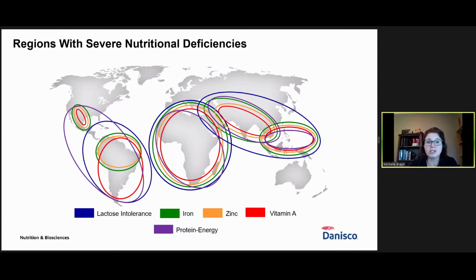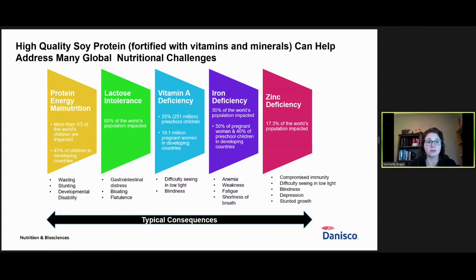There are nutrition challenges that are faced in many parts of the globe that can contribute to deficiencies of key nutrients such as vitamin A, iron, zinc, and protein. And this can be compounded by digestion challenges such as lactose intolerance, which make foods that deliver many of these nutrients from dairy sources a less optimal solution. So let's just underscore the importance of these nutrients that were highlighted on the previous map.